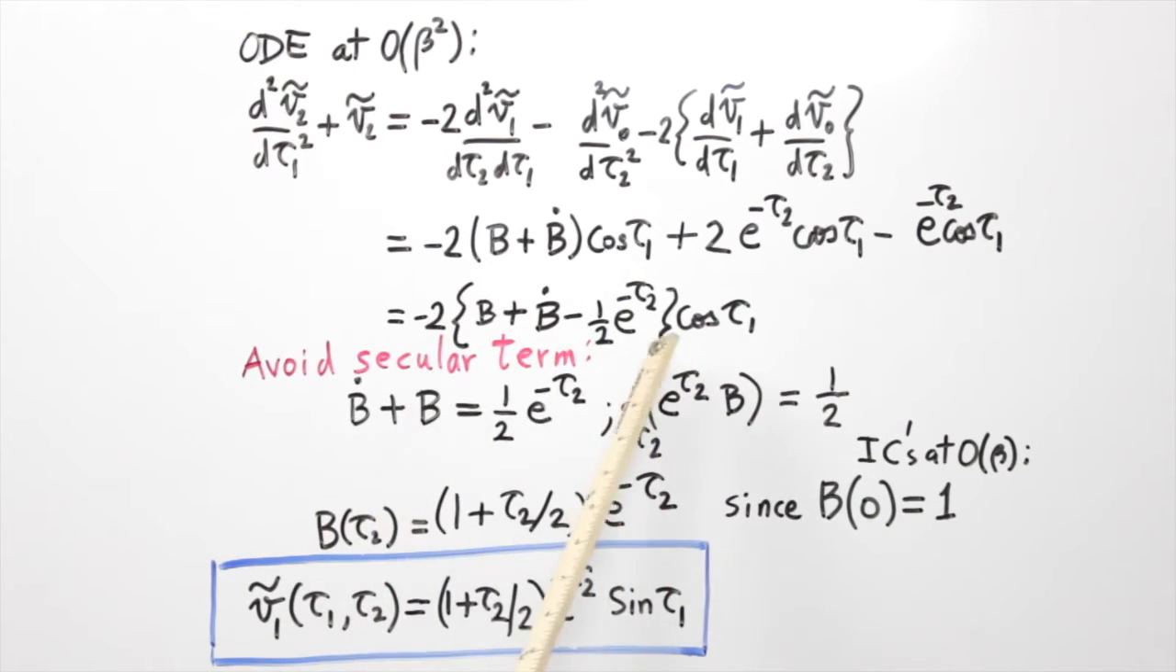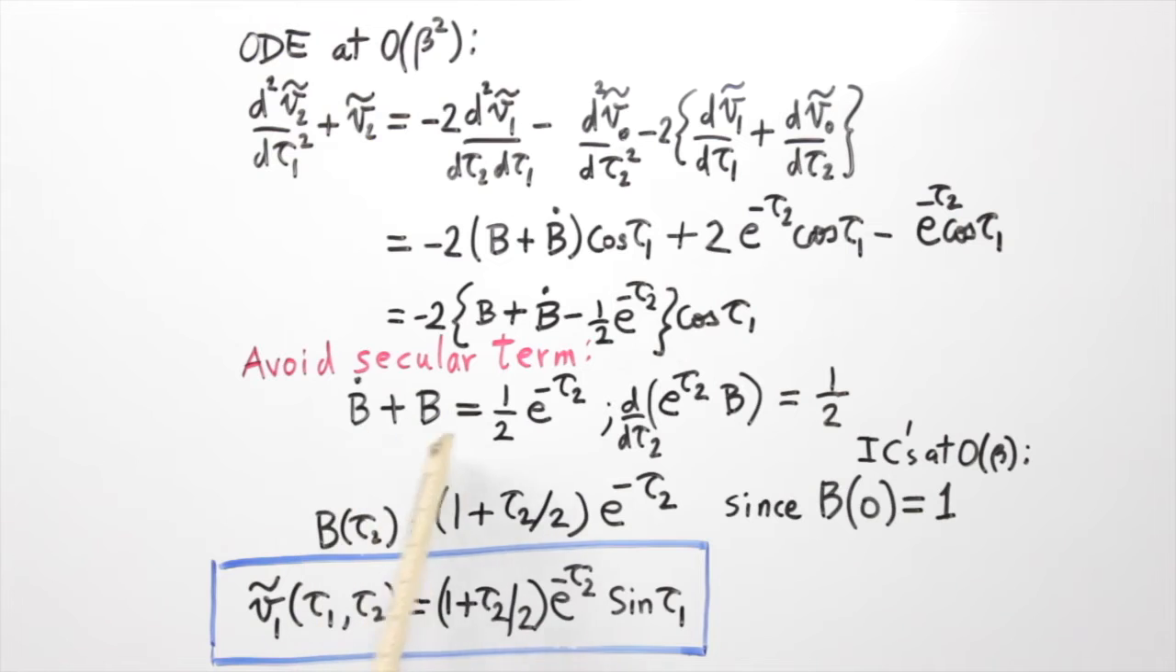The terms have been put in the bracket here, involving the unknown function b. Since we don't want the secular terms to show up, we choose the coefficient in the curly bracket here to be exactly equal to 0, which is an equation we can solve. We have learned about solving such first order inhomogeneous equations.